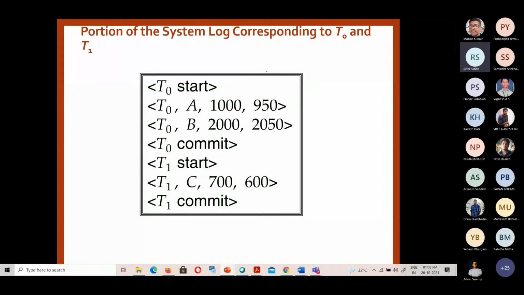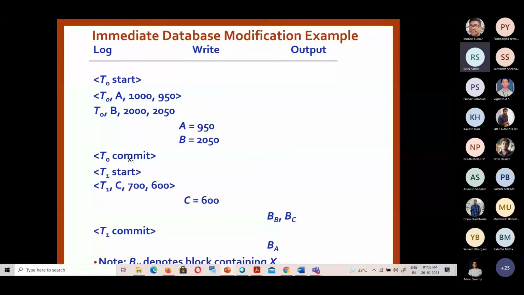So this is what the log will look like. Now the scenario for the immediate database modification is, as you can see here, that immediately after doing certain updates, we are writing the database. And here also, after modifying a certain value of C, we are updating the database. We are updating the blocks also, so that may be different. The write operation may happen, but when we output to the actual database, that may be different.